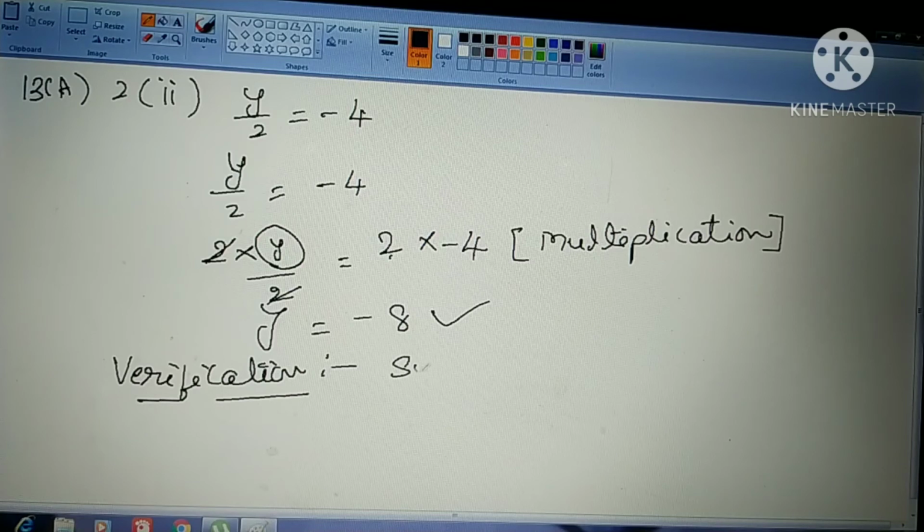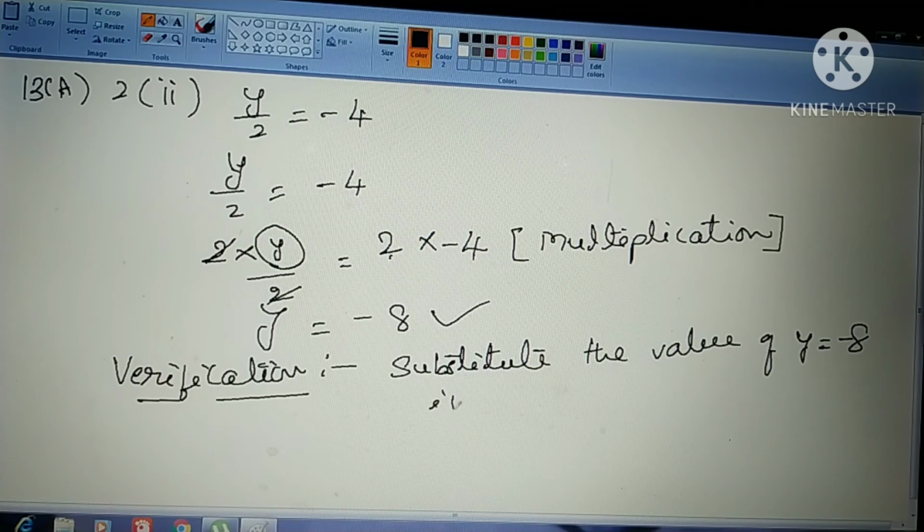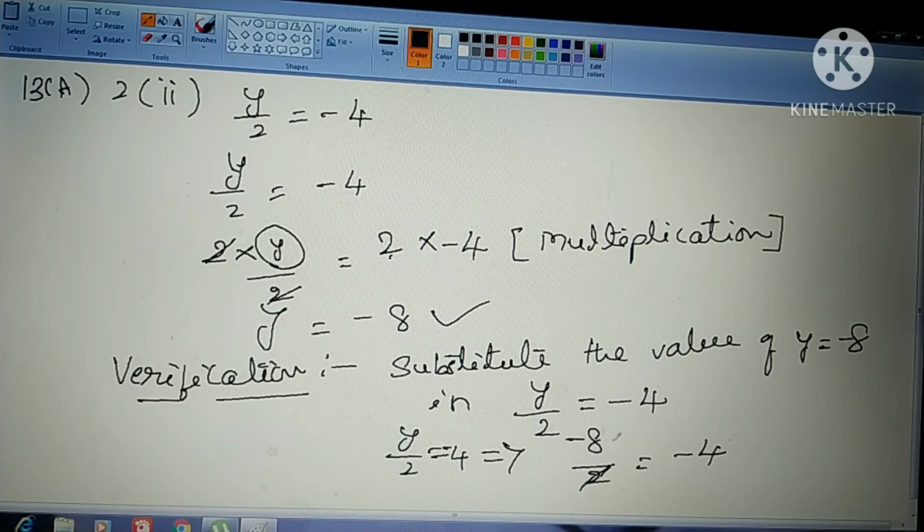Now see, substitute the value of y equal to minus 8 in the given equation, that is y by 2 equal to minus 4. Substitute this value. What do you get here in the place of y? Minus 8 by 2 equal to minus 4. 2 ones are 2, 2 fours are 8. What do you get here? Minus 4 equal to minus 4. So LHS equal to RHS. You got the right answer here? Yes? Okay.